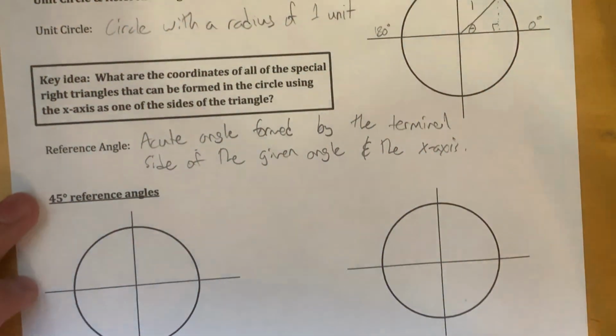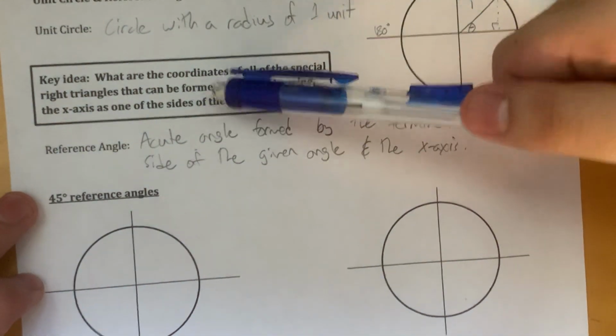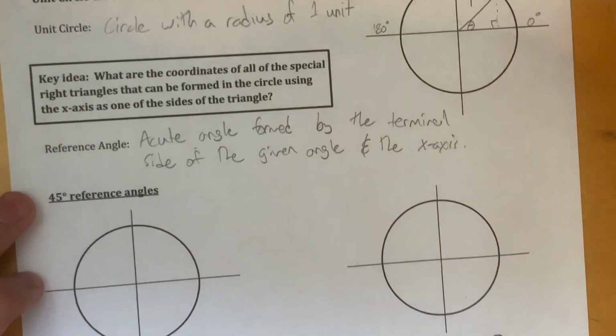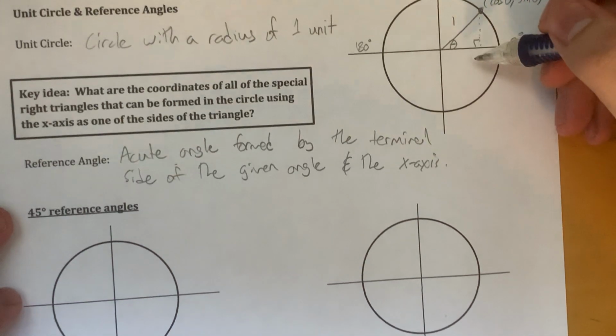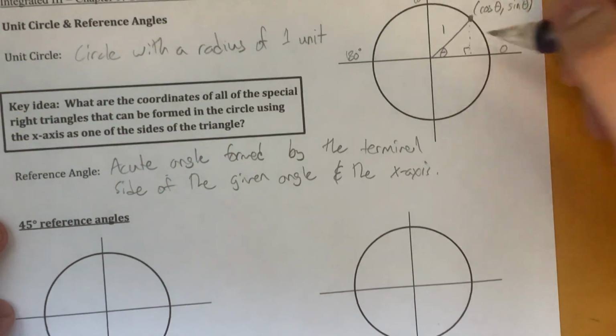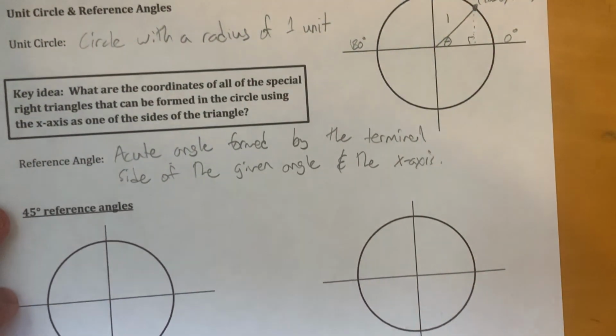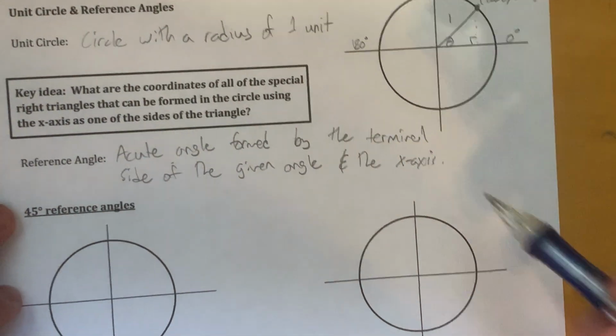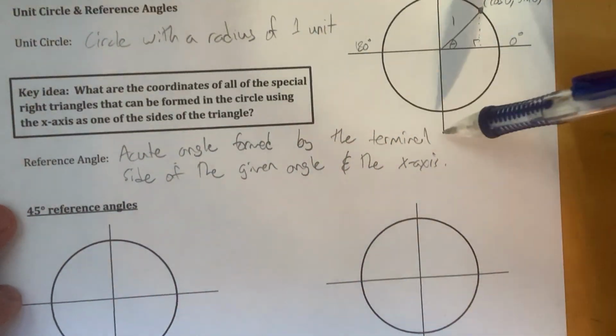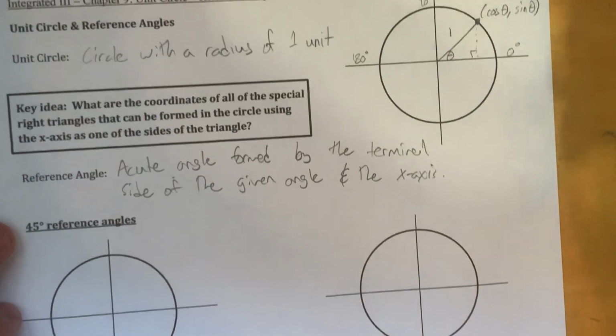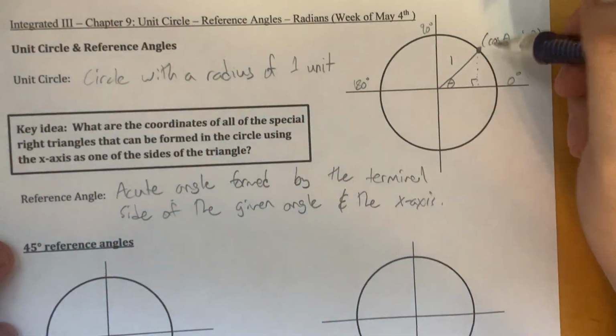So there's probably a word or two you guys don't know. Well, you guys should remember acute angle. If you don't remember, it's less than 90 degrees. So right here. And we're going to see why it's important later on. And formed by the terminal side. The terminal side is any length that you draw.